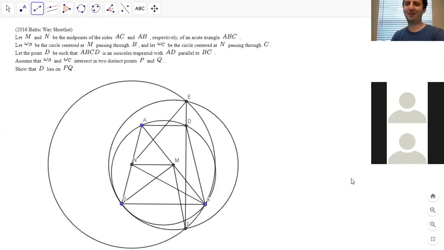Vietnam likes geometry a lot. Yeah, Vietnam has really good geometry problems.